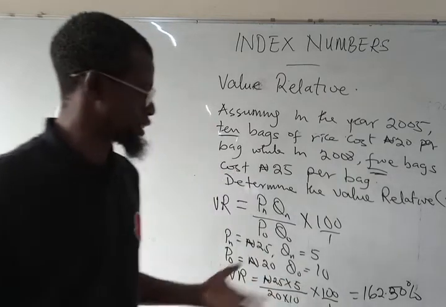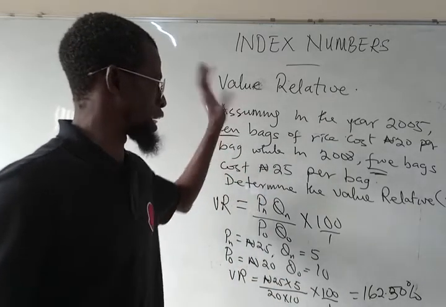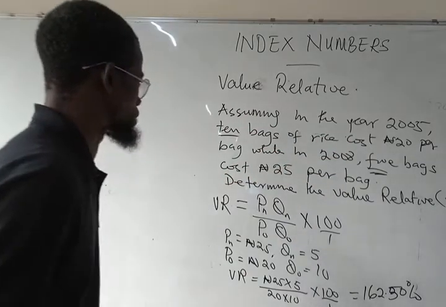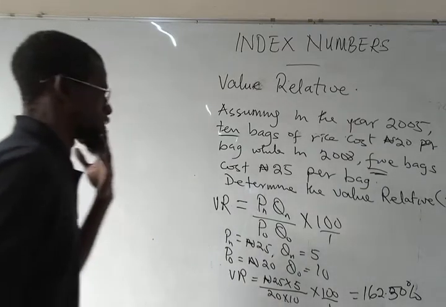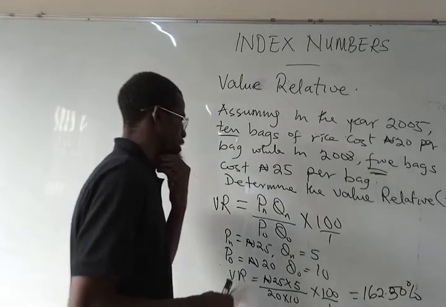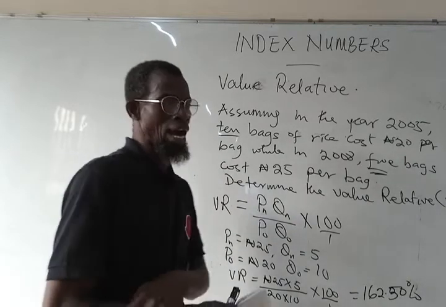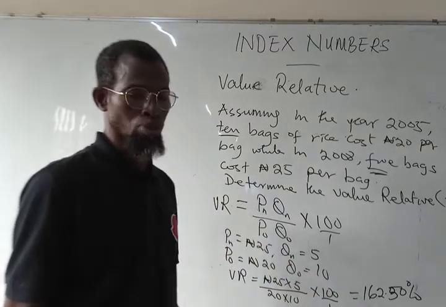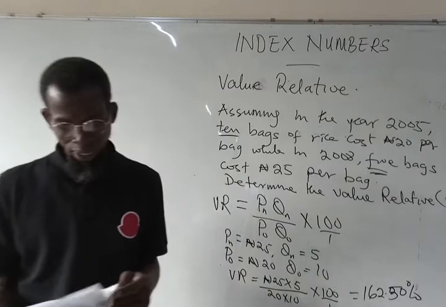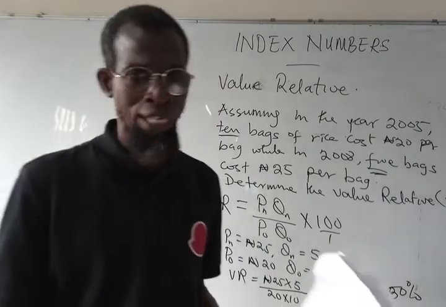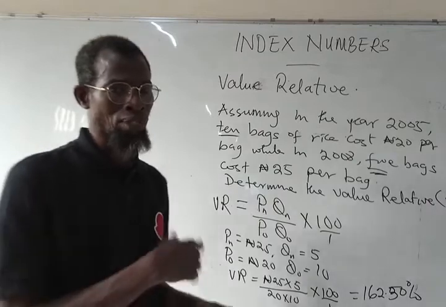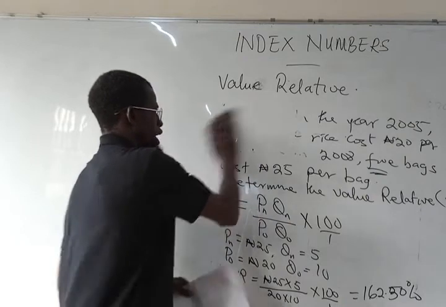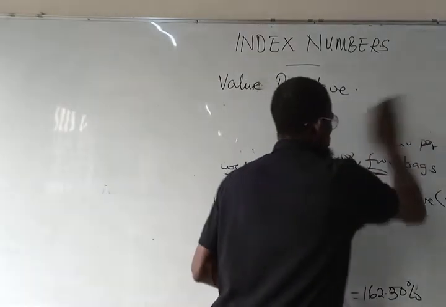that the basket of rice, which is the 10 bags of rice at that time, which was sold at the rate of 20 naira, and that of 2008, which was sold at the rate of 25 naira, their relative value has gone up by 62.5%. Yes, I hope we are in order. I know this one is very easy, and I pray that it will be easy for us as we meet in other courses.